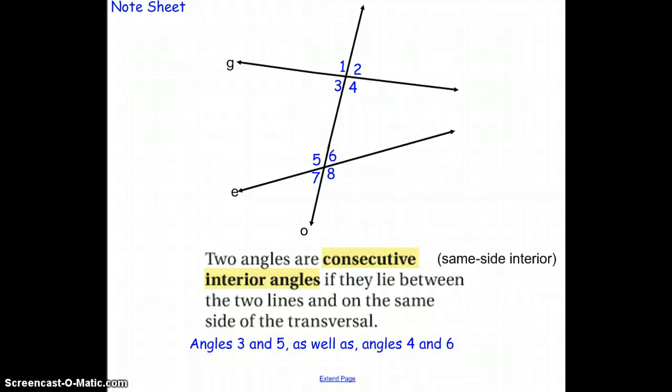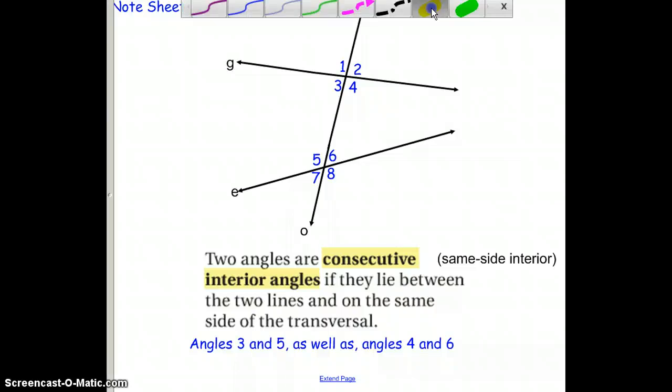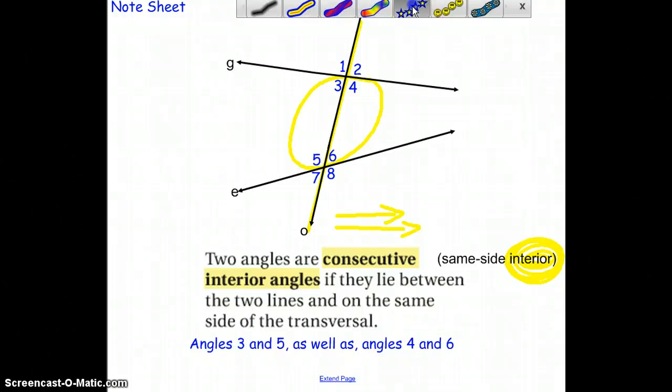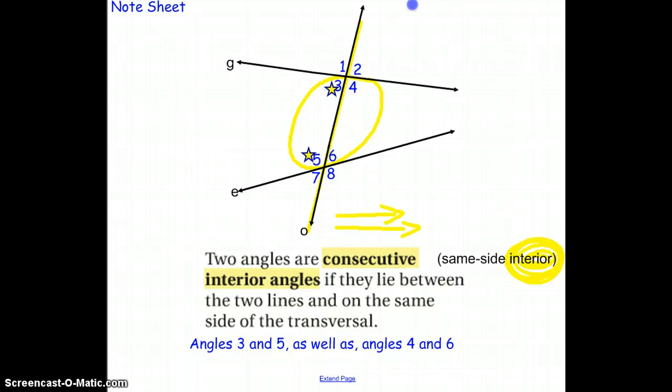Our next pair of angles, they're considered consecutive interior, or in other words, same side interior. So when we go back to our transversal, we are looking at two angles that are both to the right, or perhaps both to the left. And again, if we're using the word interior, we need to focus on the ones that are between the two lines that are being intersected by the transversal. So we have 3 and 5 as a pair and 4 and 6 as a pair.